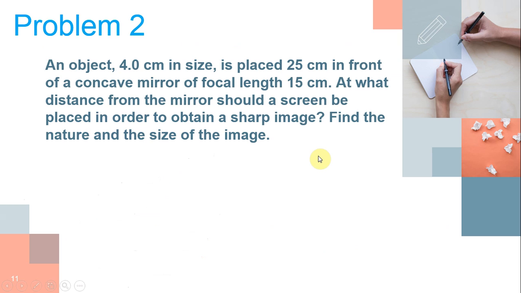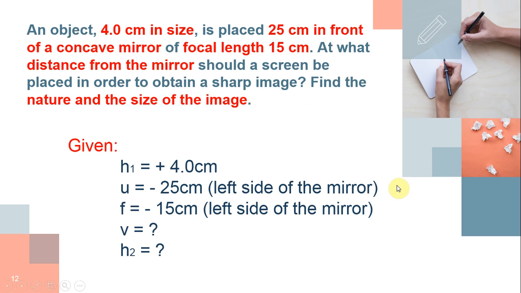So next problem: an object 4 cm in size is placed 25 cm in front of a concave mirror of focal length 15 cm. At what distance from the mirror should a screen be placed in order to obtain a sharp image? Find the nature and size of the image. From this problem, an object 4.0 cm in size, that means the height of the object is 4 cm. So h1 is equal to 4 cm.